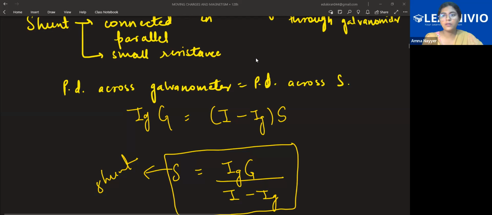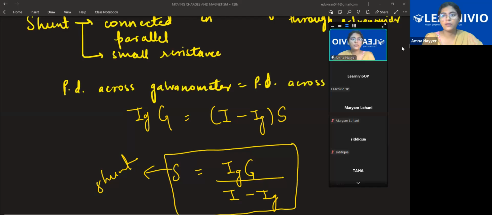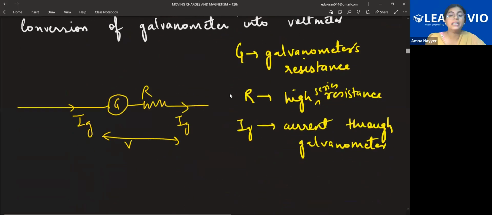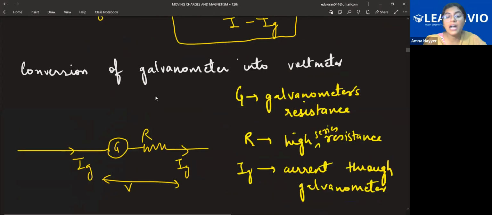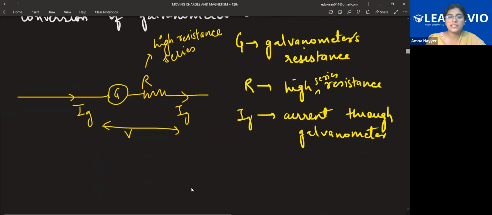Okay. Then next, let's see how to convert it into a voltmeter. So again, you have the resistor, you have the galvanometer. Now a high resistance, of a higher magnitude, you are going to connect in series. So this is a straight wire, the galvanometer is present along with a resistor, and again a current is going through this.